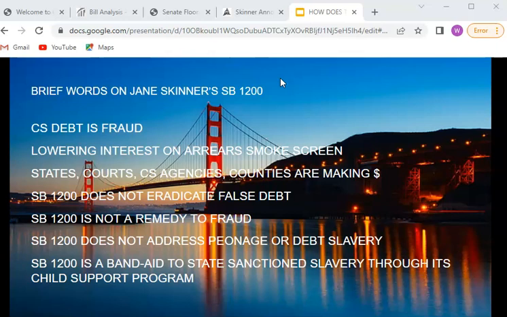States, courts, child support agencies, counties are making a lot of money. SB 1200 does not eradicate false debt.